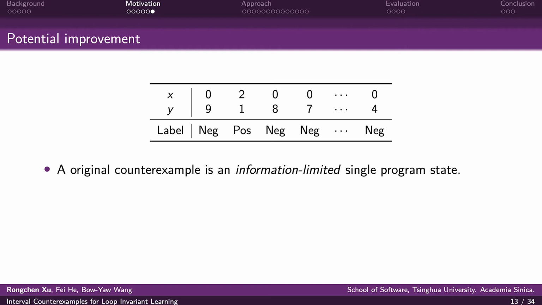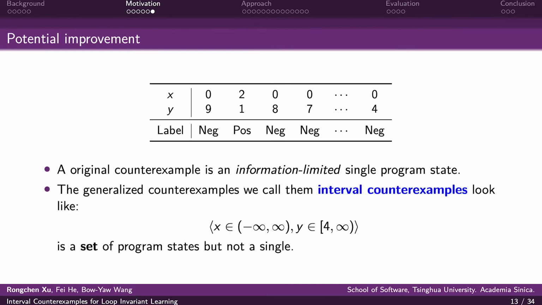We think the main reason for this similar counterexample is that the counterexample given by the constraint solver is a single program state and it is information limited. So we want to discover these commonalities in counterexamples and generalize a single program state to a set of program states, such as x in the range of negative infinity to infinity and y in the range of 4 to infinity. We call this kind of counterexample an interval counterexample.